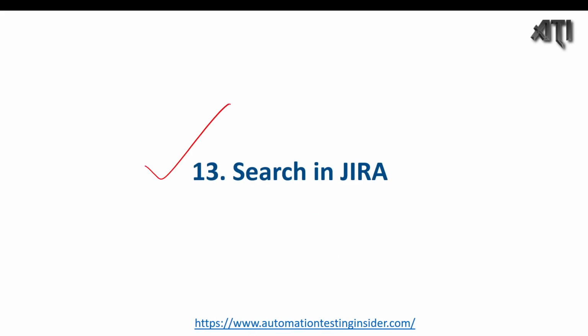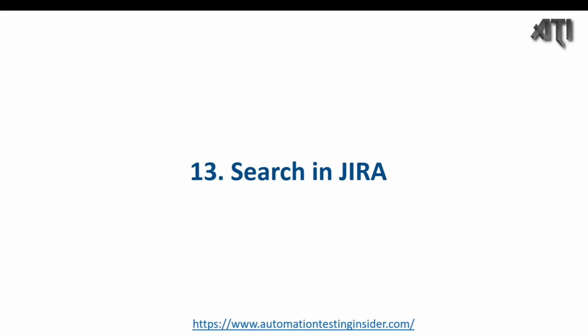So this is part 13 of the Jira series, guys, and today I'm going to talk about search in Jira. This is a very important concept in Jira. Whenever we work in a project inside the Jira tool, sometimes we need to filter out the records with a specific condition, right? So it becomes very important to search items in Jira. That's what we are going to learn today: how to search items in Jira with a specific condition, and what the different types of search in Jira are. So let's get started, right?